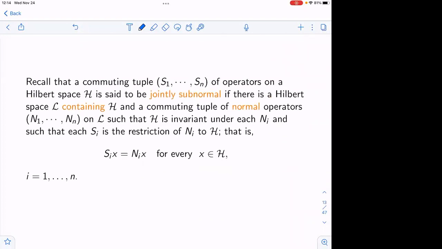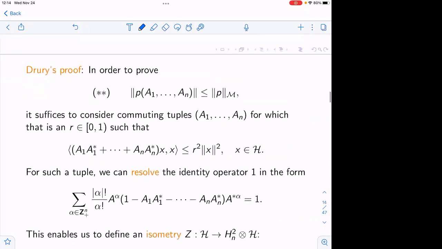So here, this is just a reminder of what jointly subnormal means. A tuple is jointly subnormal if it has an extension that's a commuting tuple of normal operators.